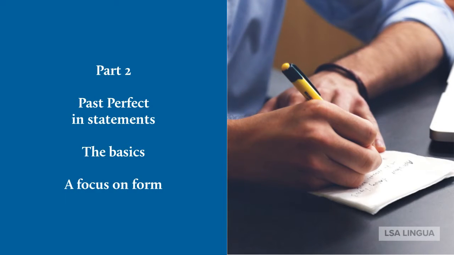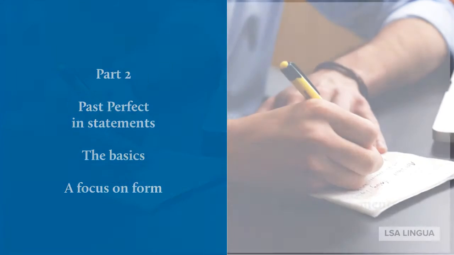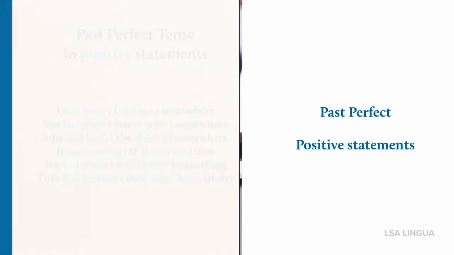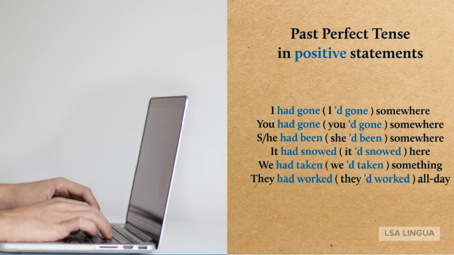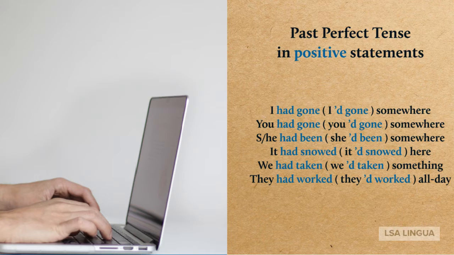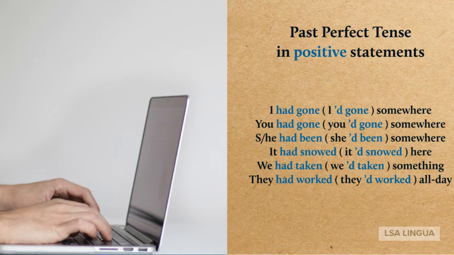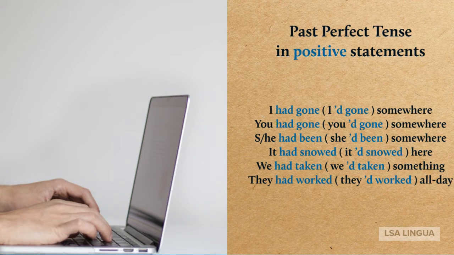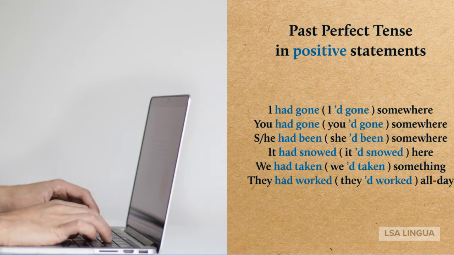Part 2, the past perfect in statements, the basics, a focus on form. Let's start with the past perfect in positive statements. I had gone somewhere. I'd gone somewhere. You had gone somewhere. You'd gone somewhere. She had been somewhere. She'd been somewhere. It had snowed here. We had taken something. We'd taken something. They had worked all day. They'd worked all day.